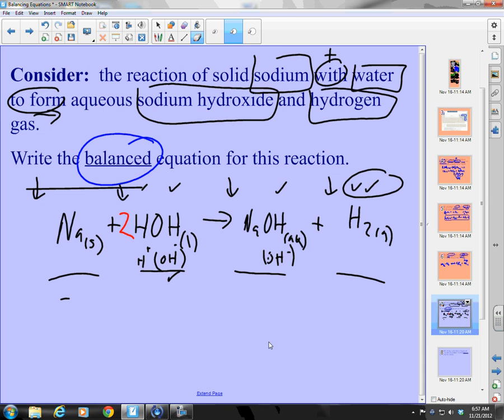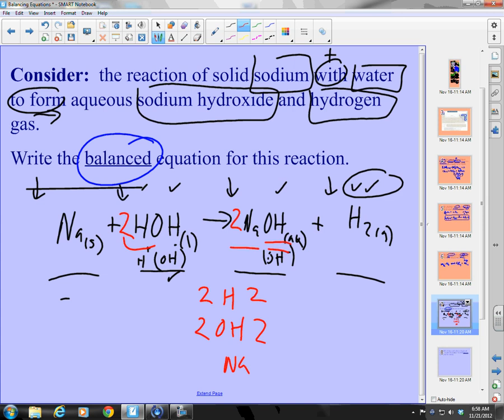My scorekeeping. So now let's put H and OH. I have 2 H's on my left, 2 on the right. Now, how many OH's do I have? Well, I have to take my coefficient and multiply that through. So I have 2 OH's on my left. I only have 1 OH on my right. So what must I do? Put a 2 in front of that. So now I have 2 OH's here. When I look at my sodiums, I have 2 sodiums on my right, and that means I need to put a 2 here, and now that is a balanced equation.